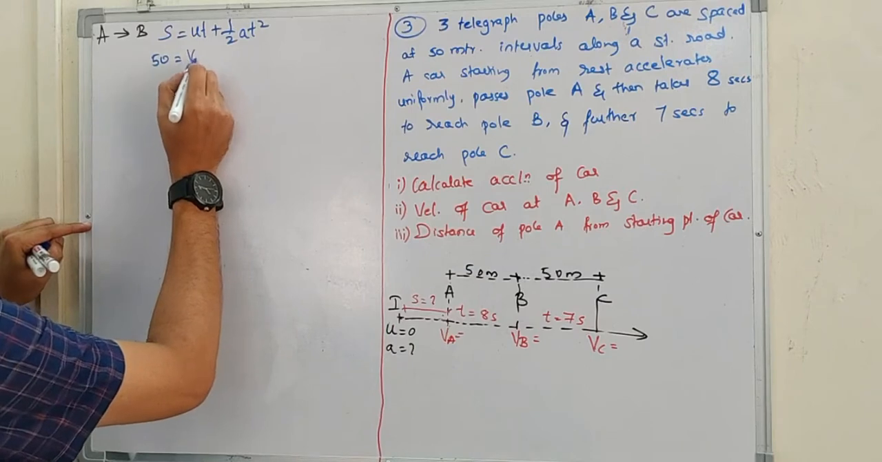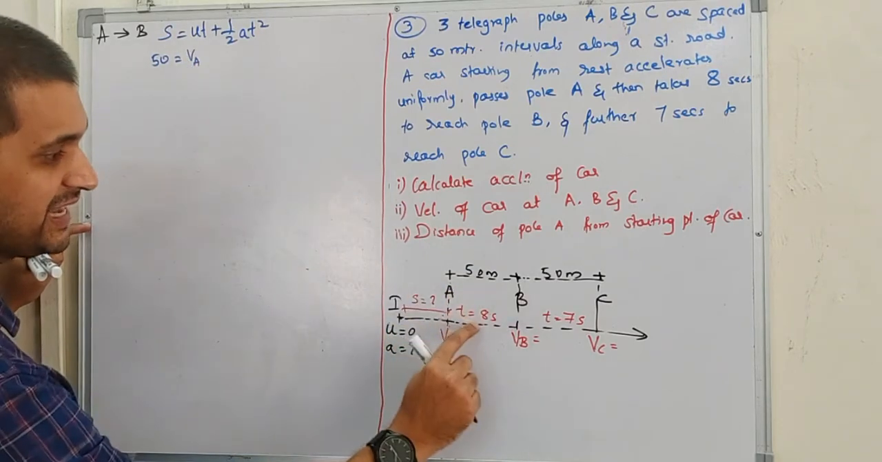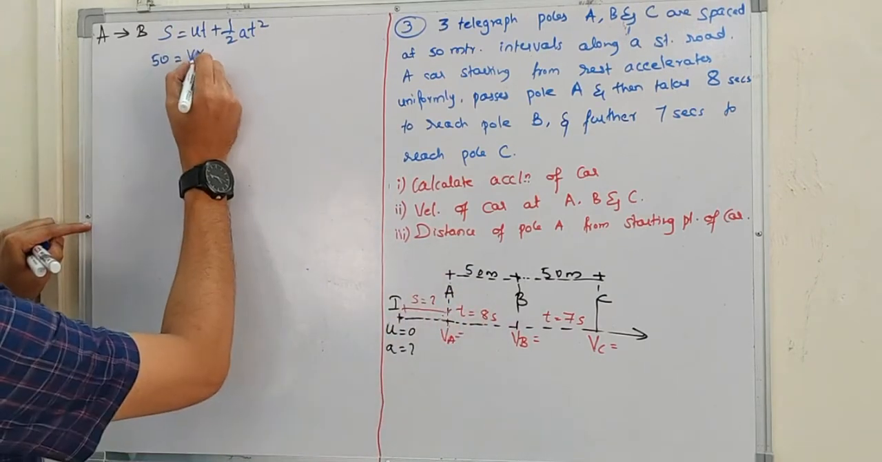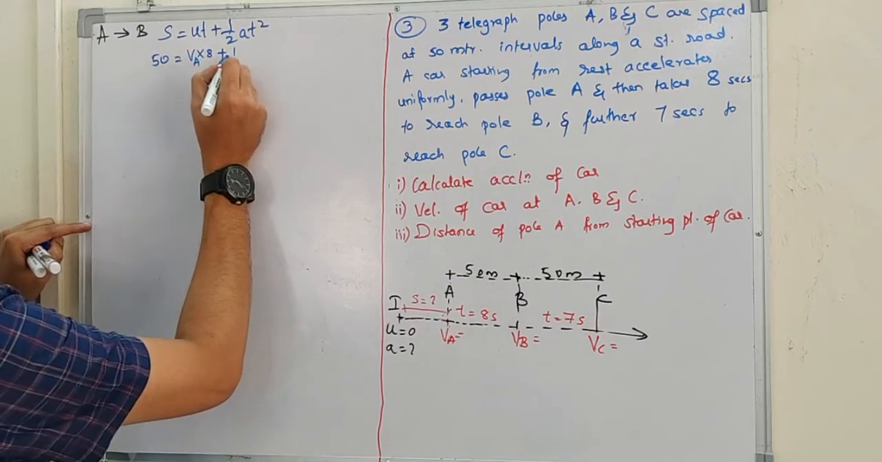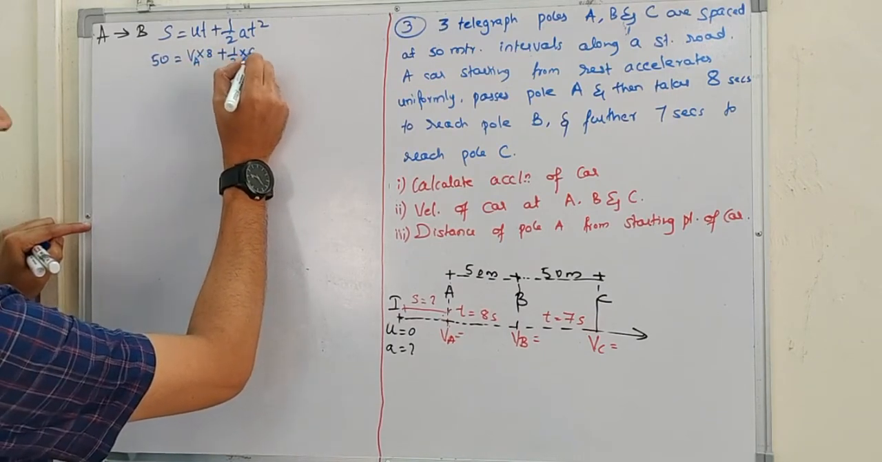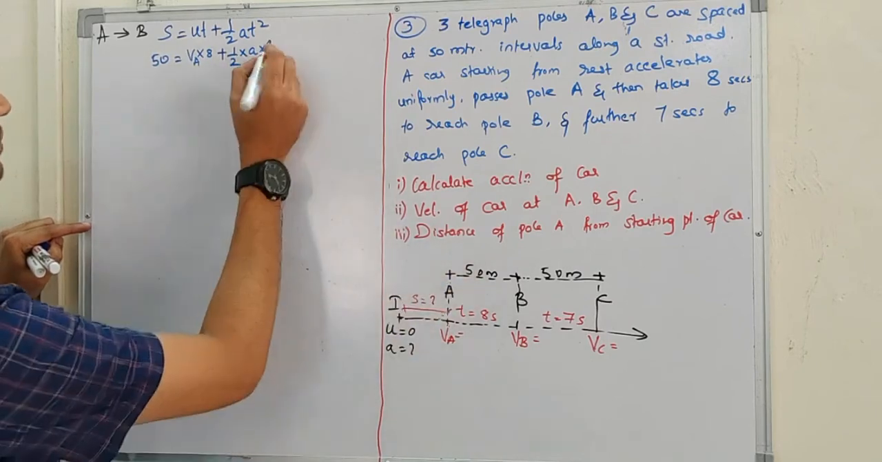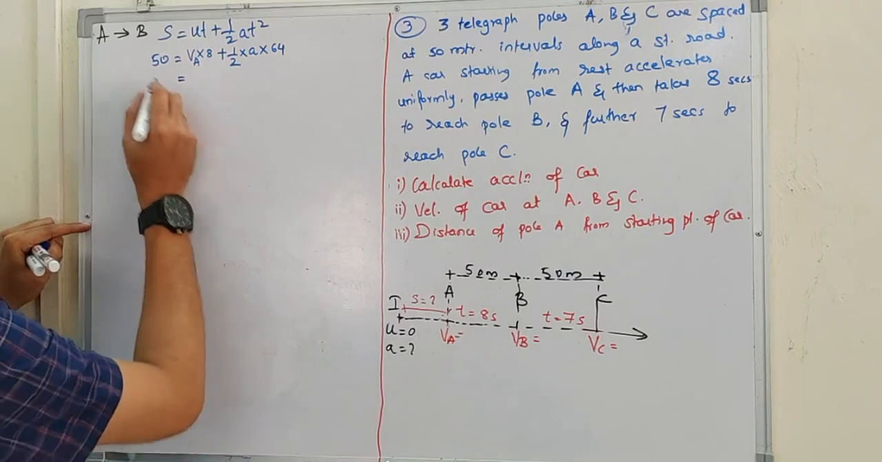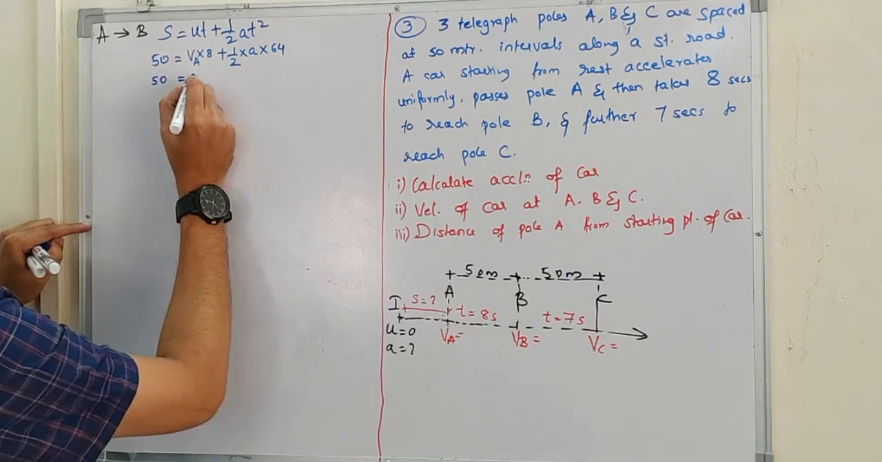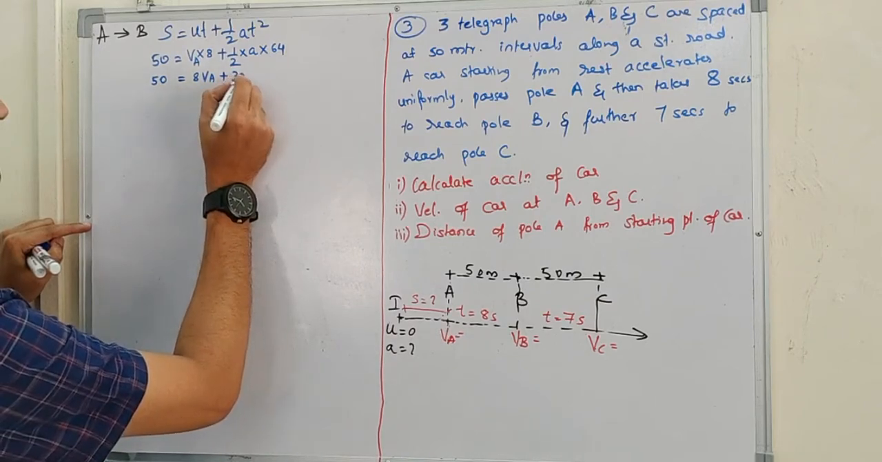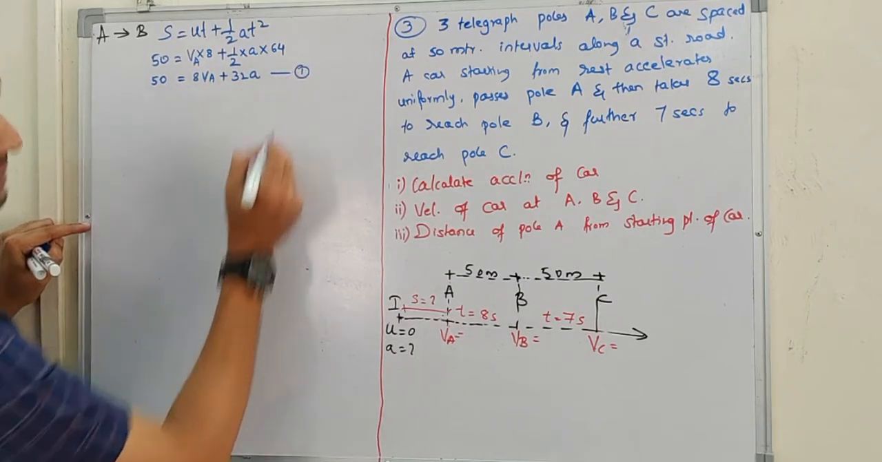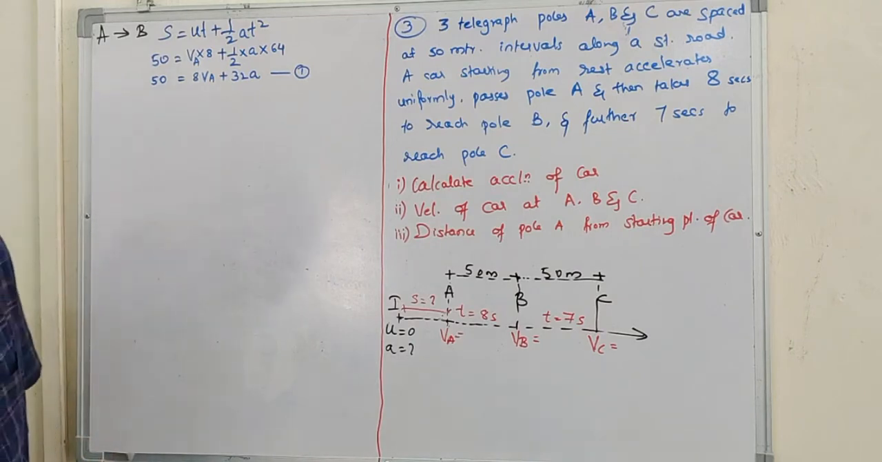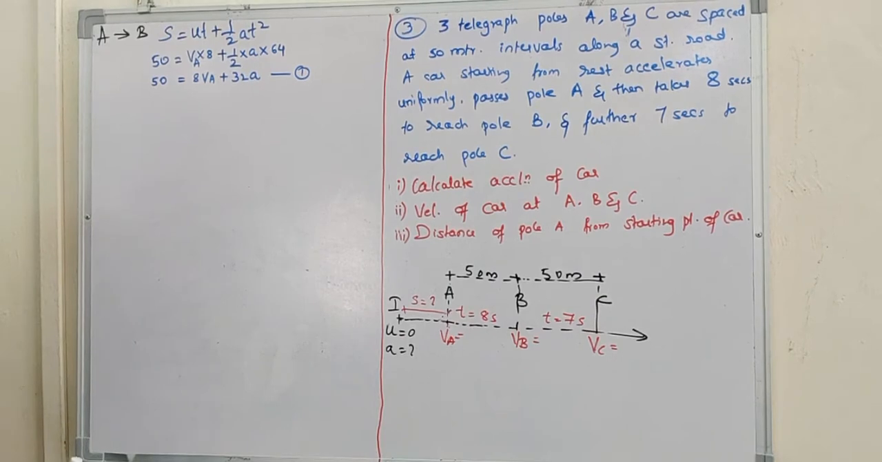Here I will write it as VA, and from A to B it has taken 8 seconds. So I will write 8, plus 1/2 into a, which has to be calculated, into t², that is 8 squared, which is 64. When you rewrite this expression you get 50 = 8VA + 32a. I'll call this expression 1.